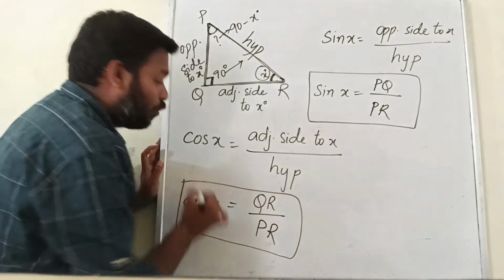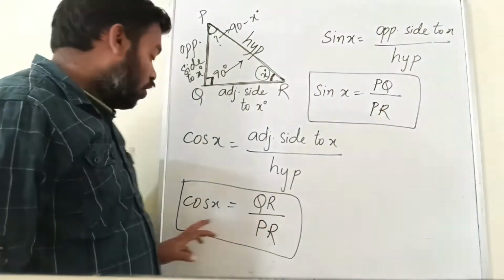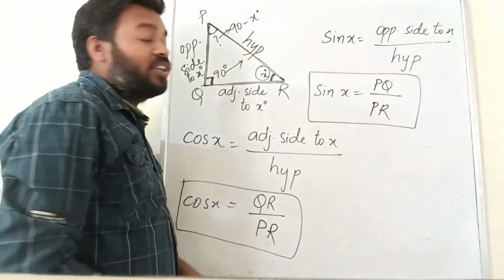This is our required second trigonometric ratio. Sin x is PQ by PR. Cos x is QR by PR. Next, let us go for tan x.